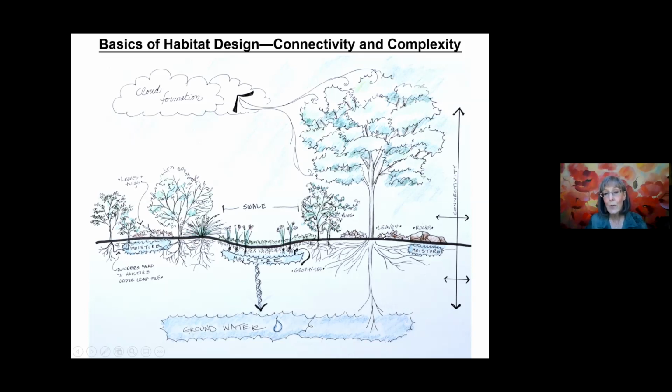Leaving leaves under trees allows any sort of larvae that have been feeding upon a tree to drop down and overwinter. Also rocks. Rocks create tiny little ecosystems as well and trap moisture in the ground. So connectivity in all directions, not just horizontally, but vertically.